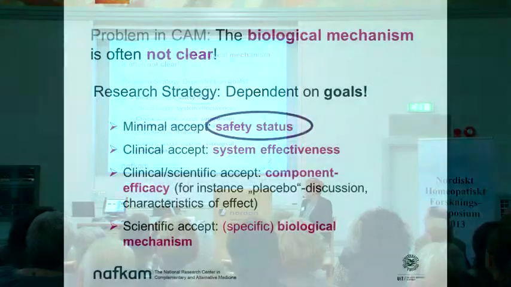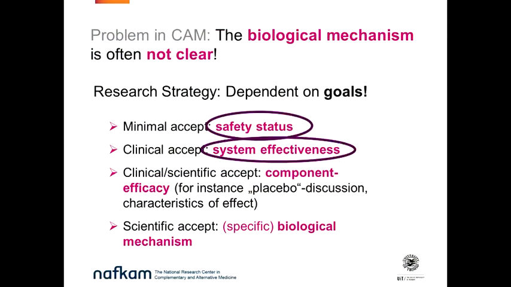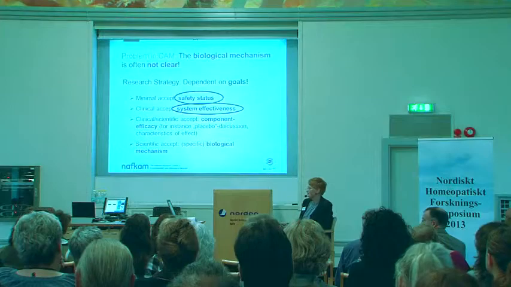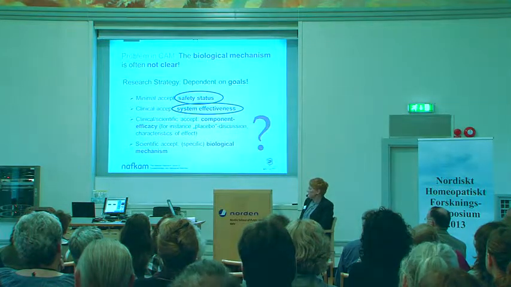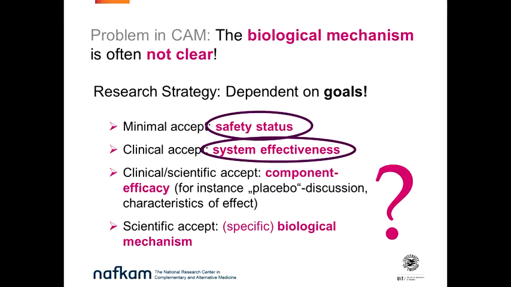If you want to have clinical acceptance, then system effectiveness, I think, is a good way to look at. So what does your whole package do? What does your model do? Here, I'm not so sure. You have to have a specific biological mechanism before you can actually go into component efficacy, before you can investigate that.